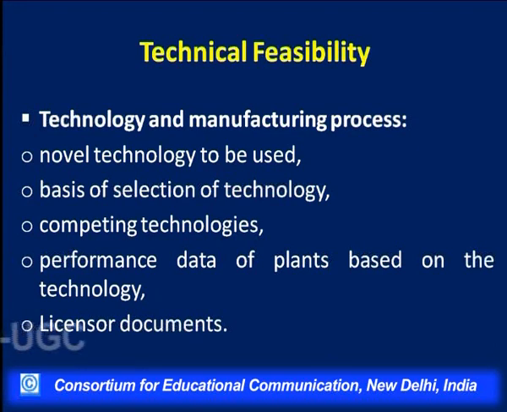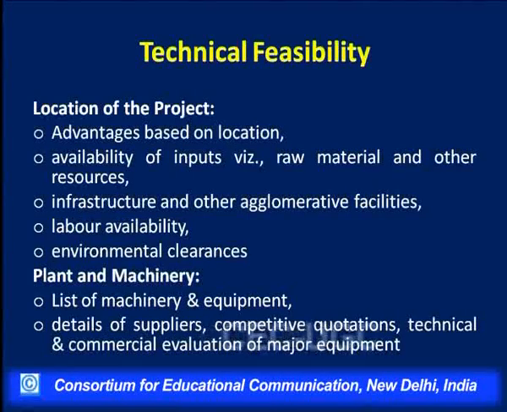The next part is very important, that is the technical feasibility. The technology and the manufacturing process. You have to have a novel technology, that is, a new technology which you have to use. What is the basis of selection of your technologies? Is it a green technology? Is it a clean technology? And how is it different from the technologies which have been used earlier? You have to compare with other technologies, and provide the performance data of plants based on the technology. Then you have to have licensed documents, which are also important in this regard.